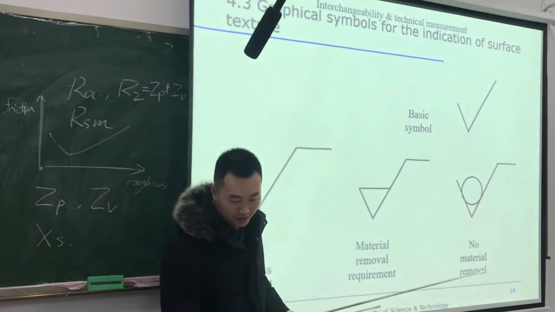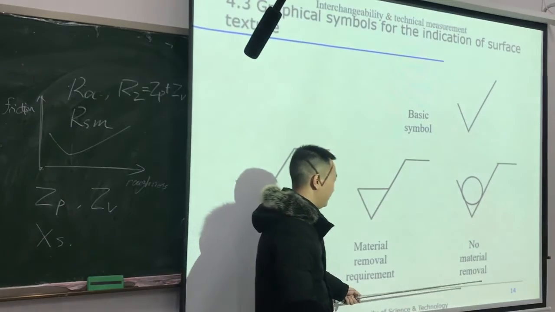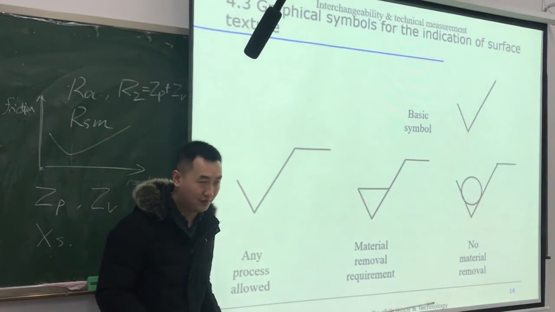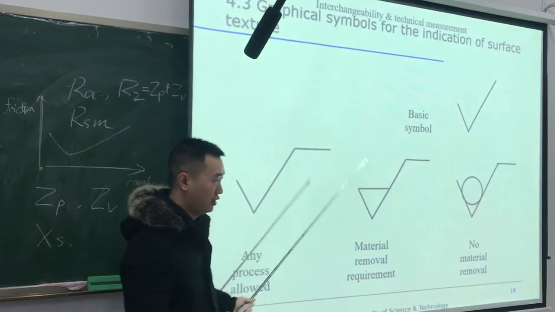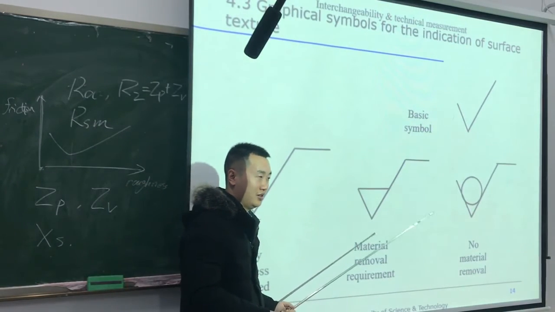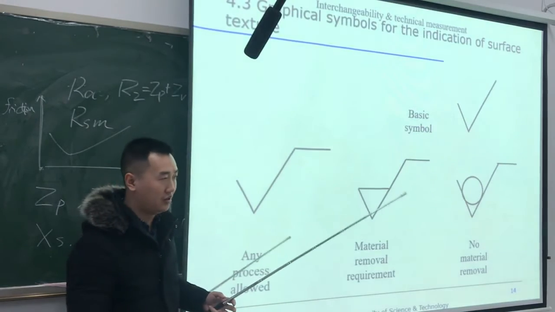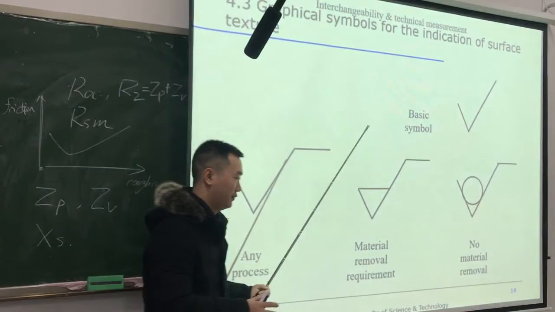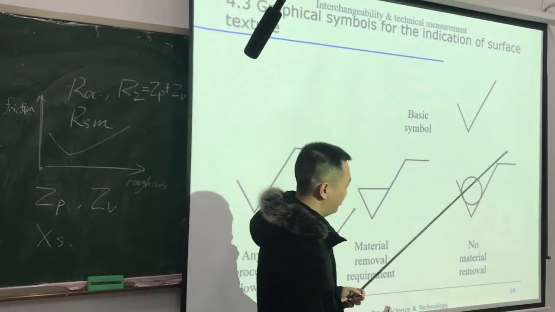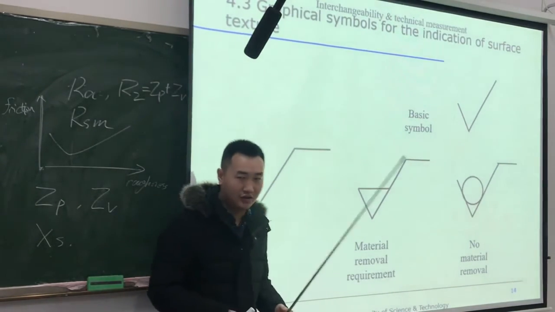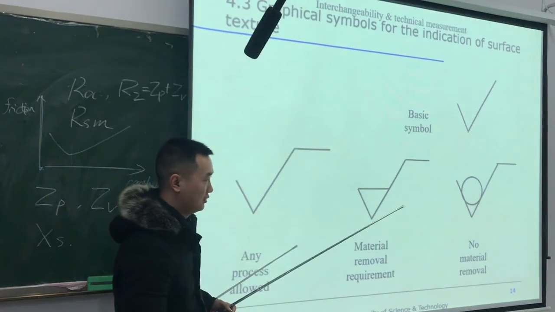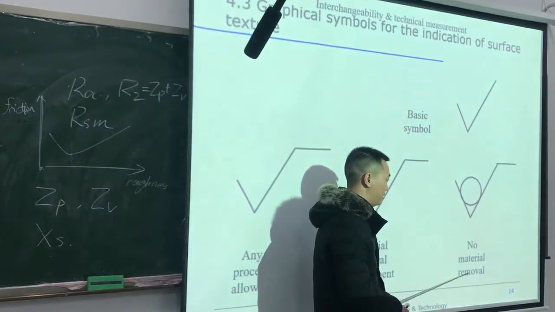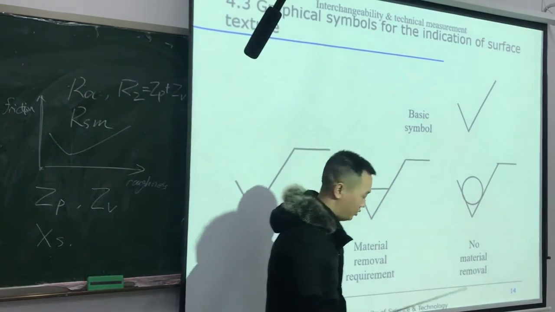So do you know any process that is no material removal? Do you know about casting? Yeah, when the metal is melted and put in a certain mold, this process has no material removal, right? So for this workpiece, there is no material removal.